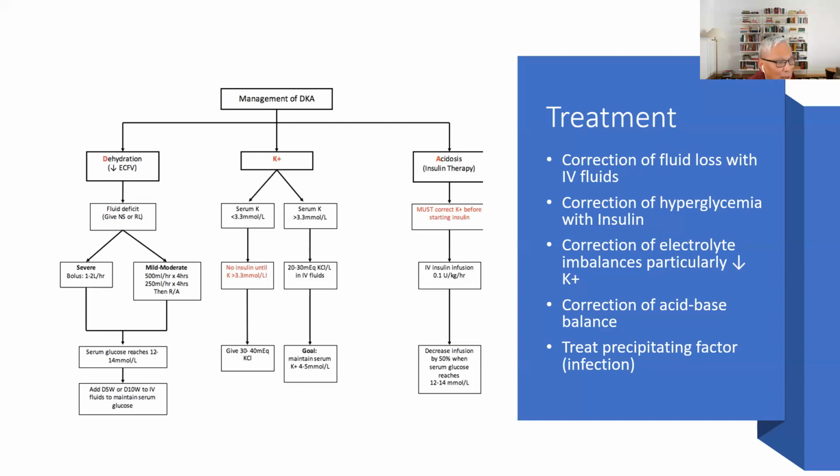So you will have hypokalemia. All right. So with the administration of insulin, we're going to move potassium into the cell. So that's the reason why there is in red over here, no insulin until the potassium is greater than 3.3. Because otherwise, what you're going to do is you're going to move the potassium into the cell.